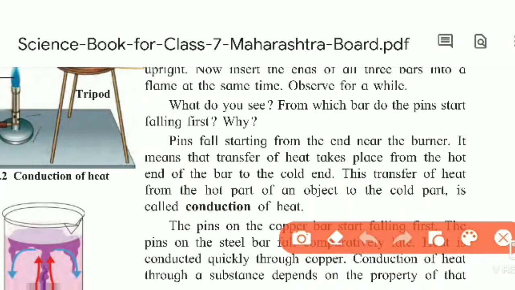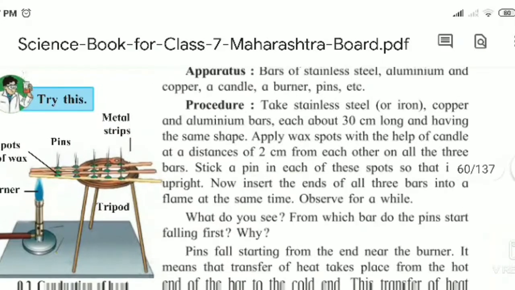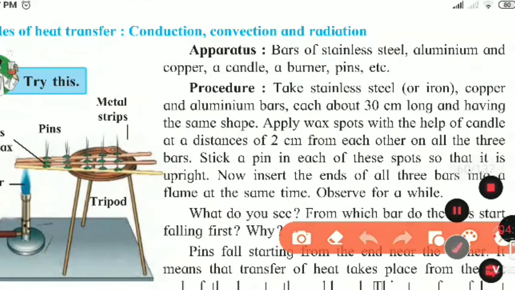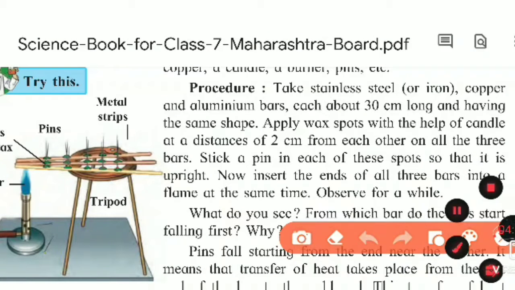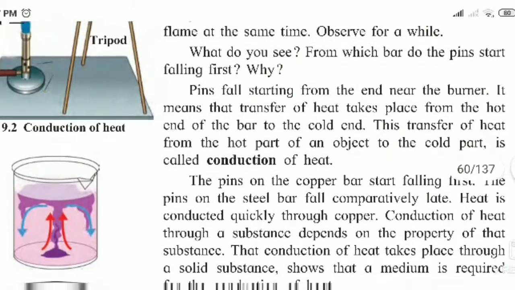It means that the transfer of heat takes place from the hot end to the cold end of the bar. This transfer of heat from the hot part of an object to the cold part is called conduction. In solid substances, suppose this rod is there and we provide heat to it, it becomes hotter from here to here, and this heat transfer is called conduction of heat.